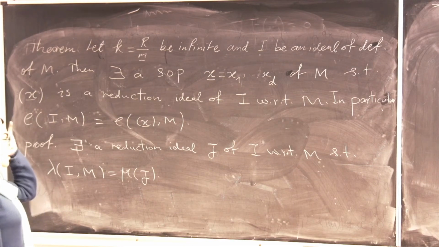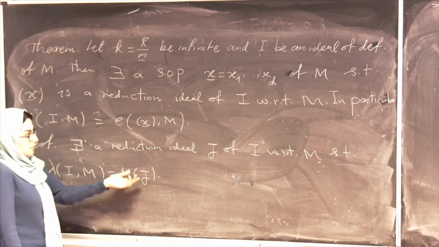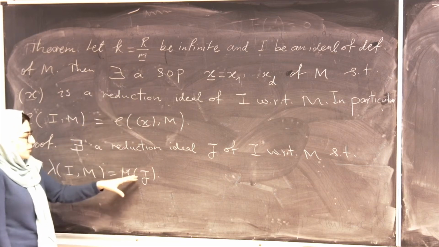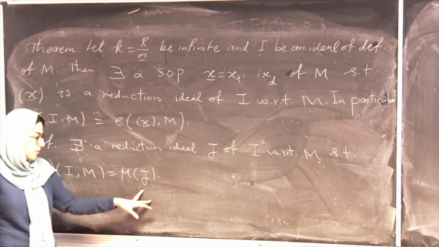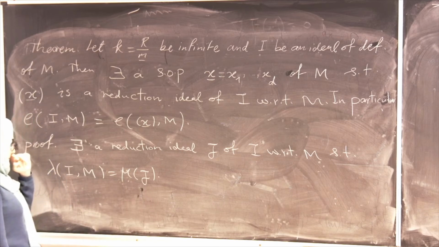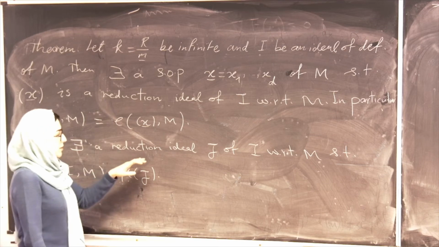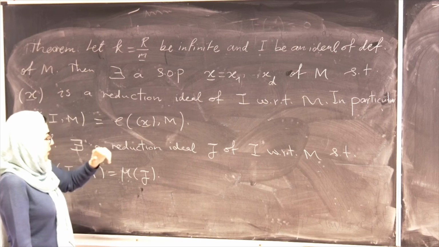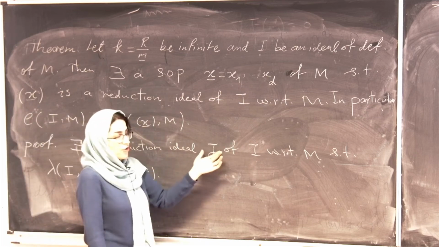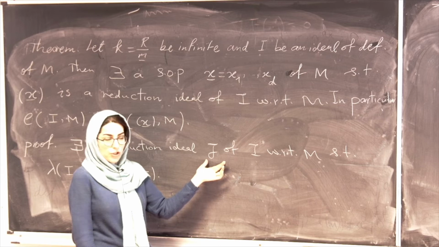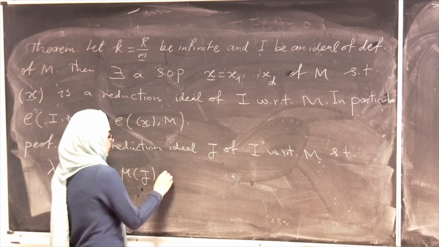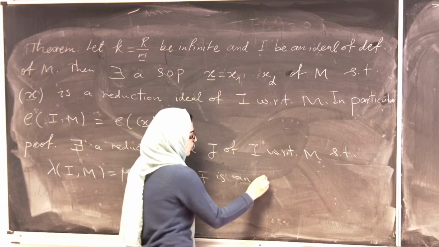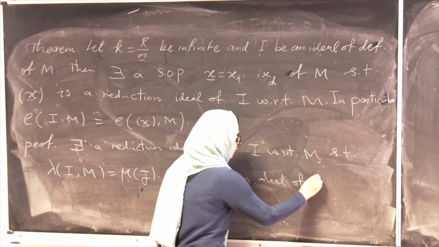So we want to show that the system of parameters we are looking for is just the minimal generating set of J. First of all, because I is an ideal of definition of M, I proved in this session that when J is a reduction of I, then J is also an ideal of definition of M. So we know that J is also an ideal of definition of M.